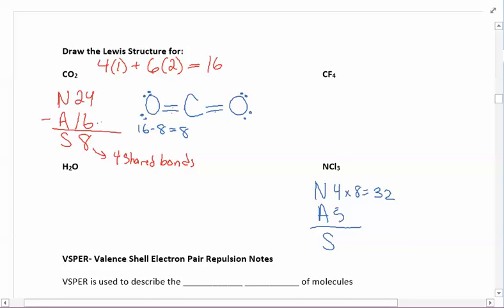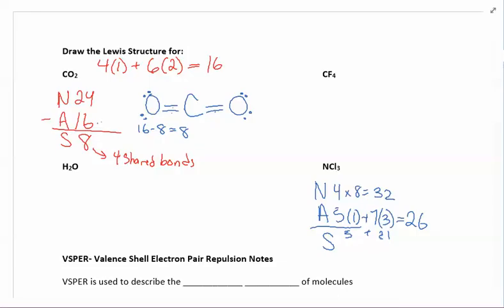Available, we have 1 nitrogen, which has 5, plus 7 from each chlorine, which we have 3. So it's going to be 24 plus 5. Actually, it's 21 plus 5. Sorry about that mental math break. So we have 26. So 32 minus 26 is going to give us 6. So that indicates we're going to have 3 shared pairs of electrons, or 3 bonds, in other words.